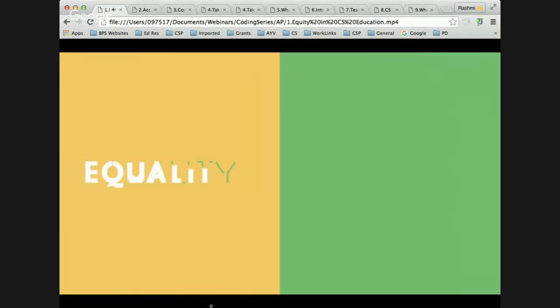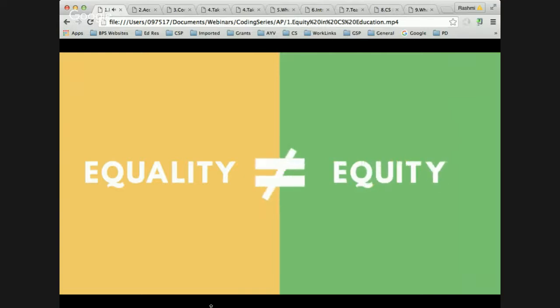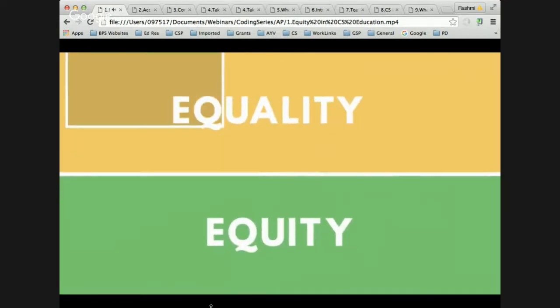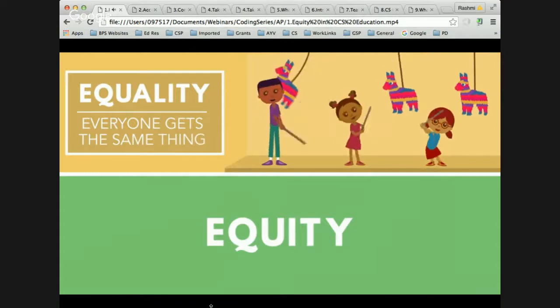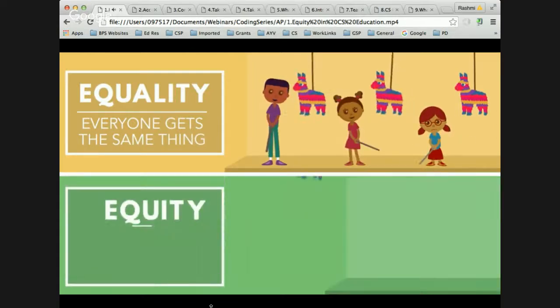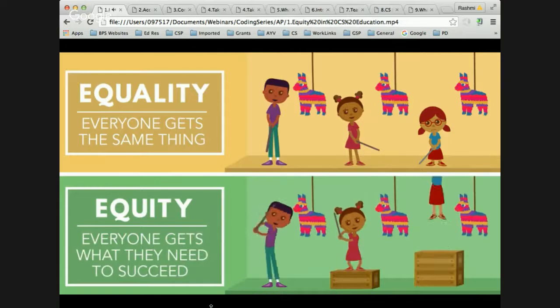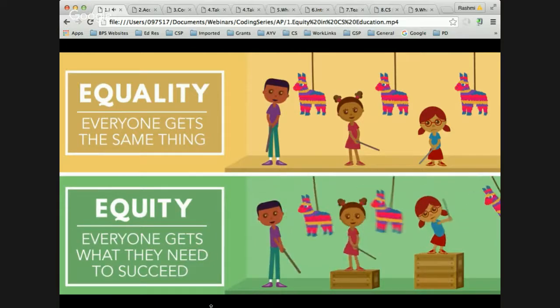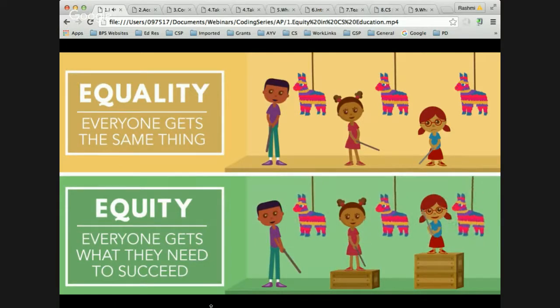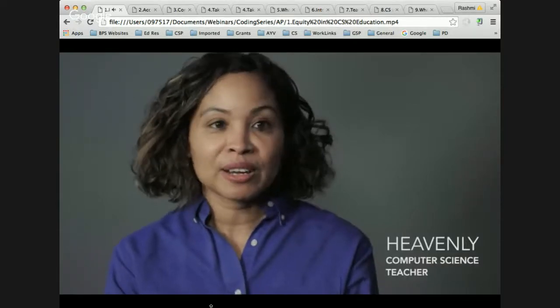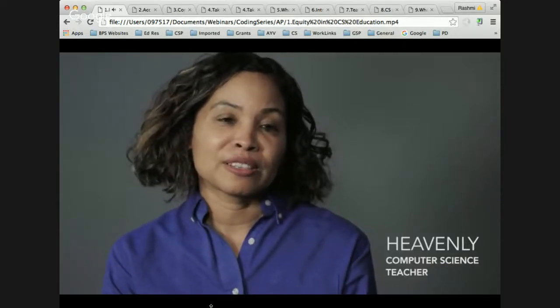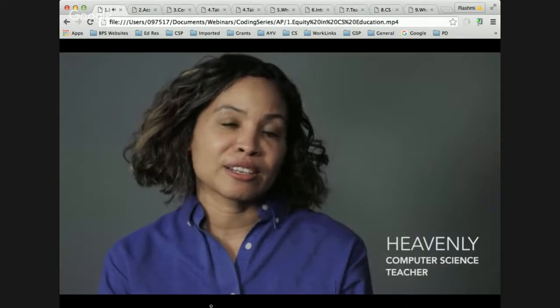It's important to distinguish between equality and equity. Equality means everyone gets the same thing. Equity means each student gets what he or she needs to succeed. There are a lot of factors that go into equity, more than just gender and race.